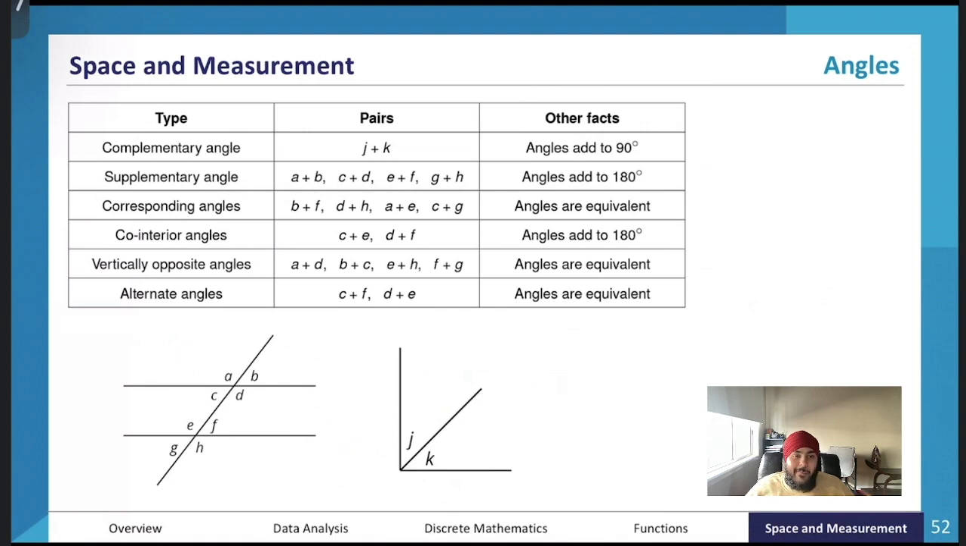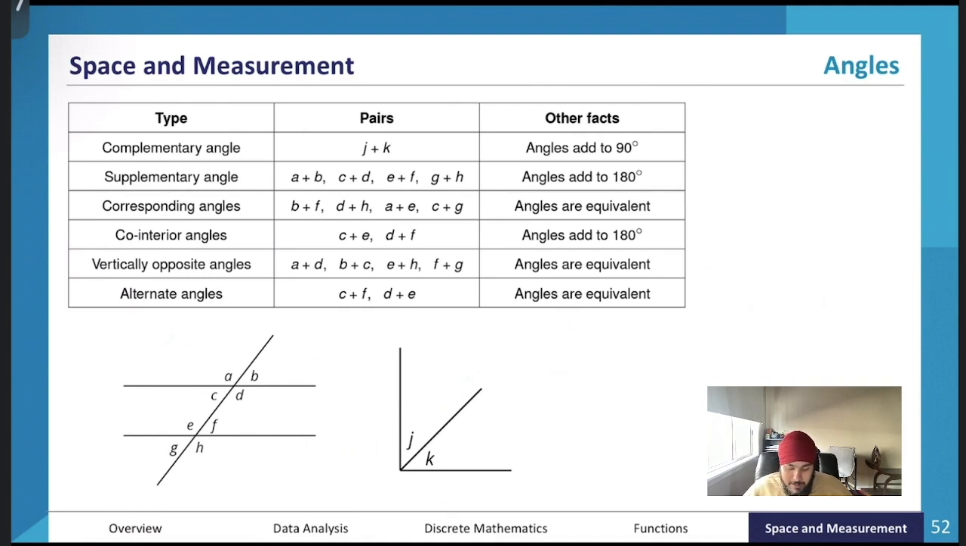We have a lot of different types of angles. We have complementary angles, supplementary angles, corresponding angles, co-interior angles, vertically opposite angles, and alternate angles. You do need to know all of these angles and how they work, and also how to identify them. They might give you a diagram with one or more of the angles missing, and you have to use the angles that are given to determine the rest of them. So you should be able to use these rules and apply them to questions where it's not really obvious which angle is present.